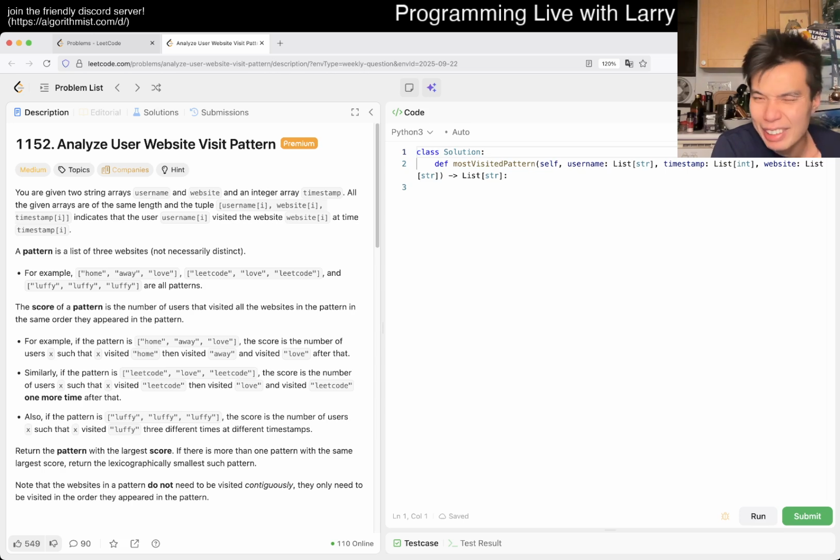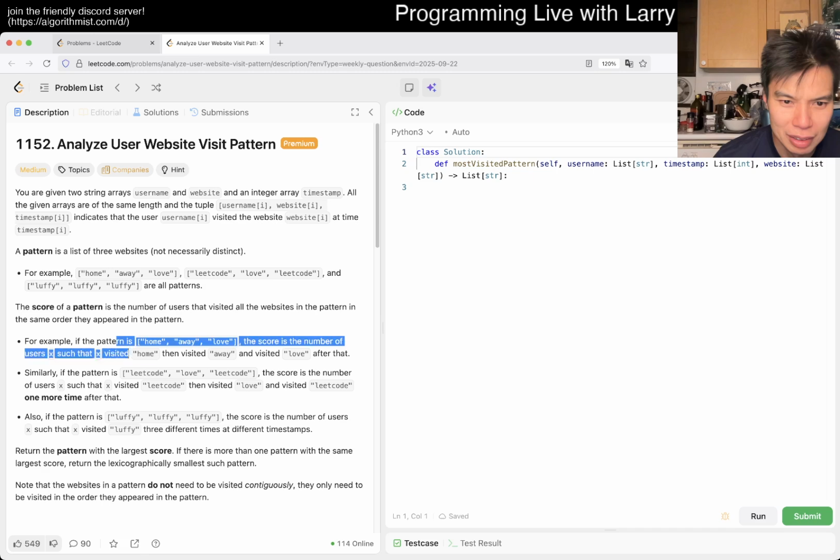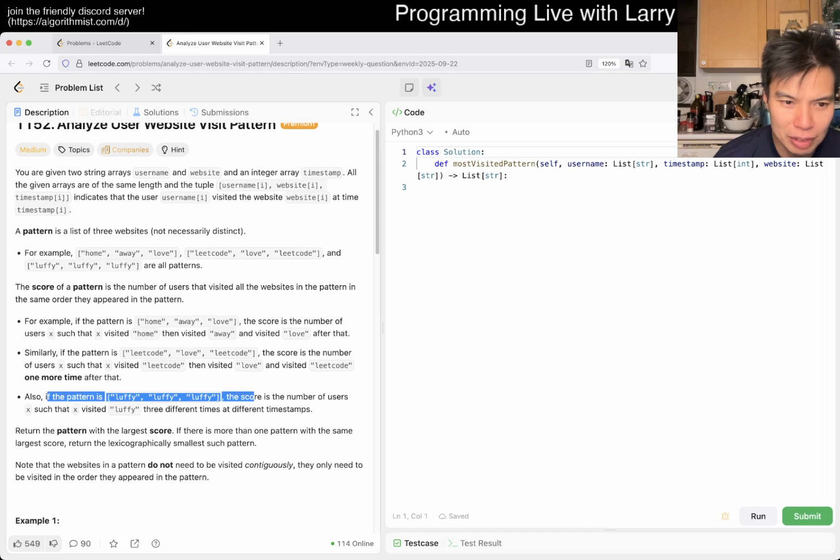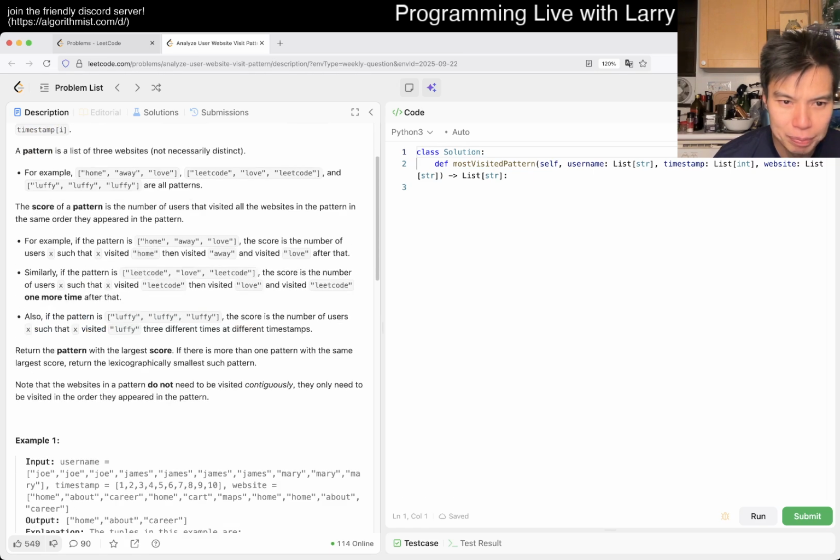Almost like a Markov chain type of thing. For example, the score is the number of users X such that X visited home. Oh, so it's like the frequency, right? Similarly, if the pattern is Leetcode love Leetcode, then the score is the number of users. This is the same thing. Also, return the pattern with the largest score.